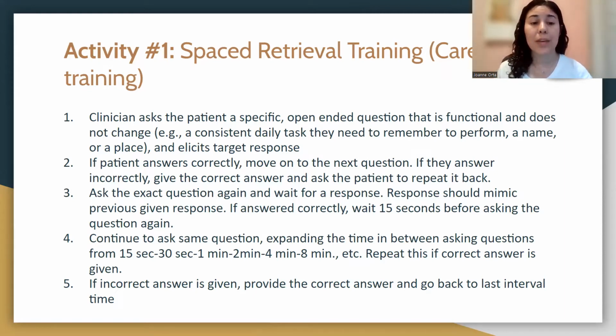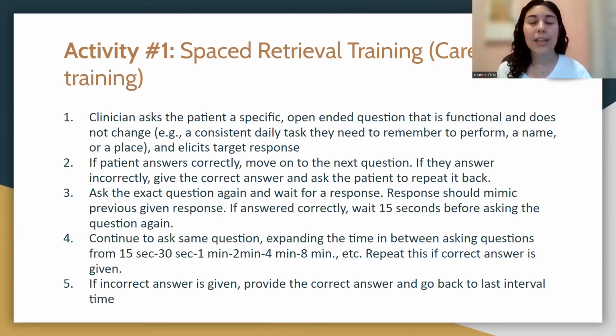The second step would be if the patient answers the question correctly, then you would move on to the next target question. But if they answer incorrectly, then you as the clinician or the caregiver would give the correct answer and then ask the patient to repeat the answer back. Then you would ask the exact question again and wait for a response. Responses should always mimic the previously given correct response by the clinician or the caregiver.